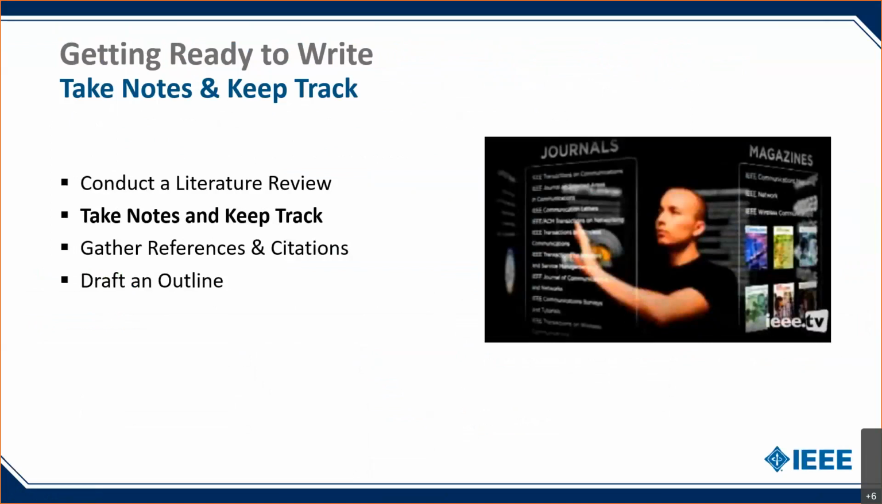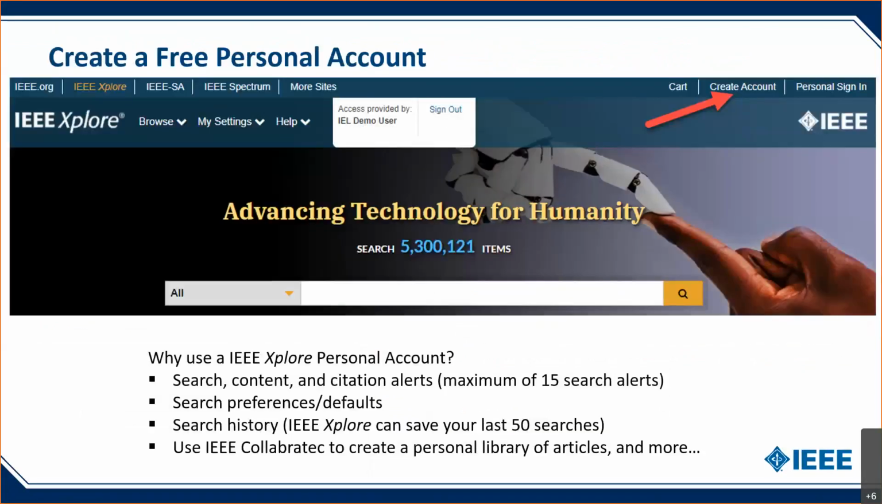The next step is to take notes and keep track of what's happening in your area of interest. Use the IEEE Xplore personal account to stay organized while doing literature searches. If you are an IEEE member, you can use your My IEEE ID and password. A personal account will enable you to have a personal space within the database where you can save search queries, set alerts for new articles in your area of interest, and alerts whenever a new issue of your favorite journal is posted onto the IEEE Xplore digital library. And view your search history and use Collabratec, IEEE's network sharing platform, to create a personal library of articles and many more.